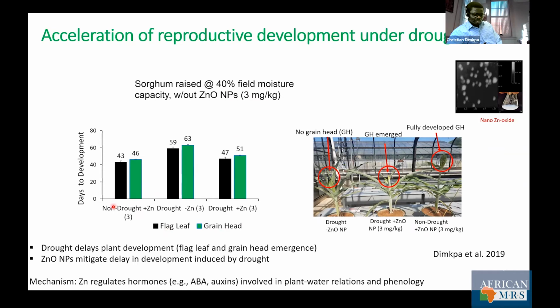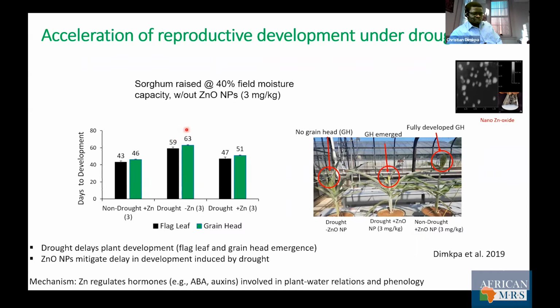So this is what happens under normal moisture conditions, so no drought. If you add your zinc at 3 ppm, your flag leaf is formed after 43 days, and your grain head is formed after 46 days. Now if you introduce drought at 40% moisture, and you have no zinc in this system here, the flag leaf is formed after 59 days. So you look at the difference between this day and this day. There's a delay of development due to drought. And if you look at the grain head, it comes out after 63 days compared to 46 days. So this is the effect of drought here.